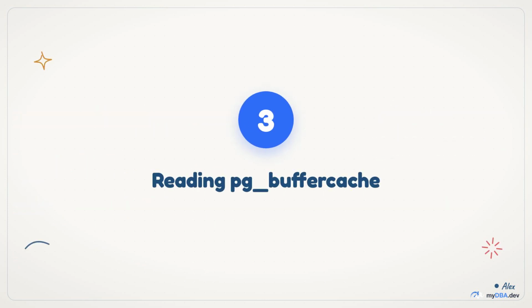pg_buffercache is an extension that exposes the contents of shared buffers as a table. Every row is one 8 KB buffer, and it tells you what relation it belongs to, whether it's dirty, and how recently it was used.